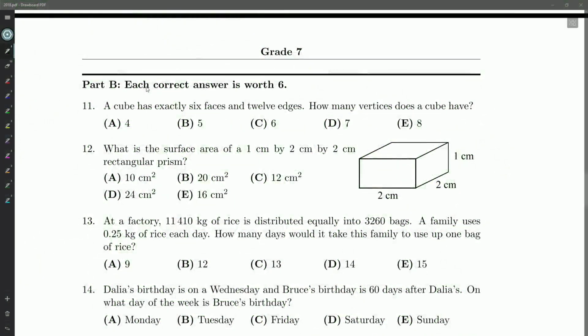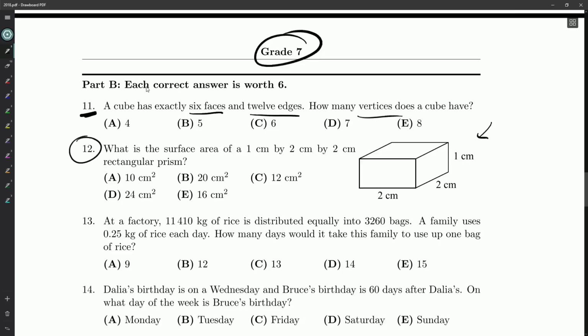Your friendly neighborhood root beer here, looking at question number 11, the very first question in Part B on our Grade 7 2018 Gauss paper. A cube has exactly 6 faces and 12 edges. This is just basic math facts. How many vertices does a cube have? Okay, and we even have a picture. It's not quite a cube, but that's for question 12. We'll get to that eventually.